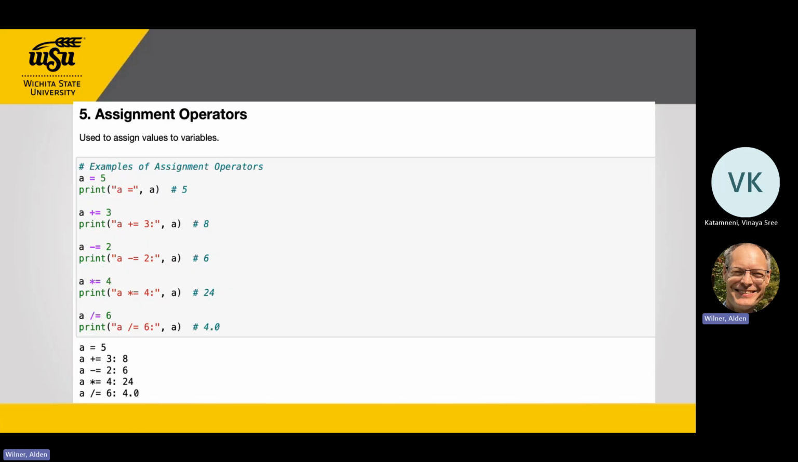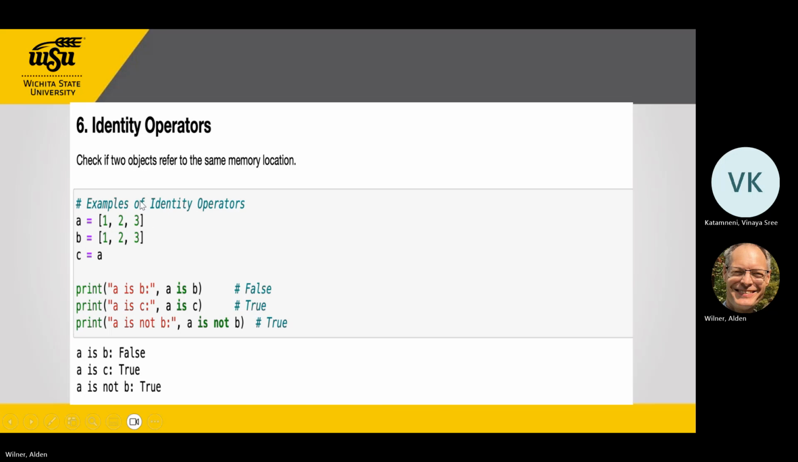Cool. Assignment operators. Again, A plus equals 3 just adds 3 to A. Minus equals 2, so on and so forth, right? You can use any of the operators with that. Identity, check if two things refer to the same memory location.